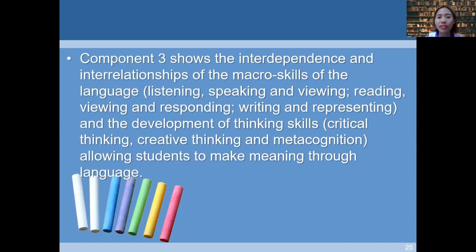Now, component 3 shows the interdependence and the interrelationships of the macro skills of the language. So how do the macro skills depend on, and how are they interrelated and interdependent among each other? We have listening, speaking, and viewing, reading, viewing, and even responding. See, before I just knew it was 5, but we do have even responding, writing, and even representing.